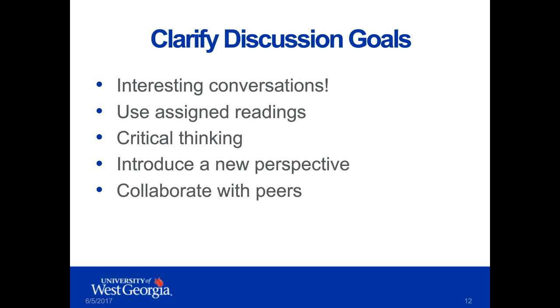If it's an undergraduate class, I say you have to use terminology from the assigned chapters. But if it's a graduate class, I say, just make sure you're citing some readings or some research or something. They also have to demonstrate critical thinking. I grade that on a more intuitive level. I ask that they introduce a new perspective and that they're collaborating with their peers.